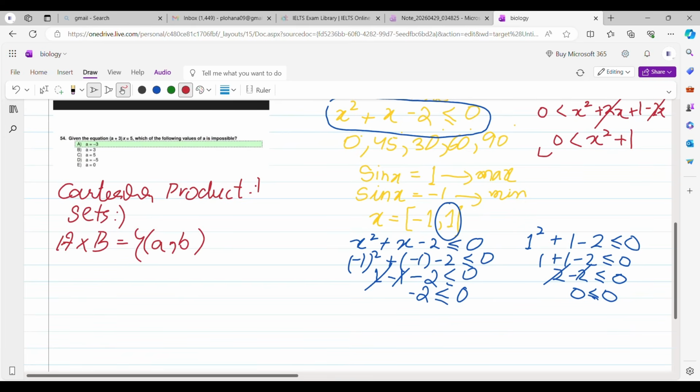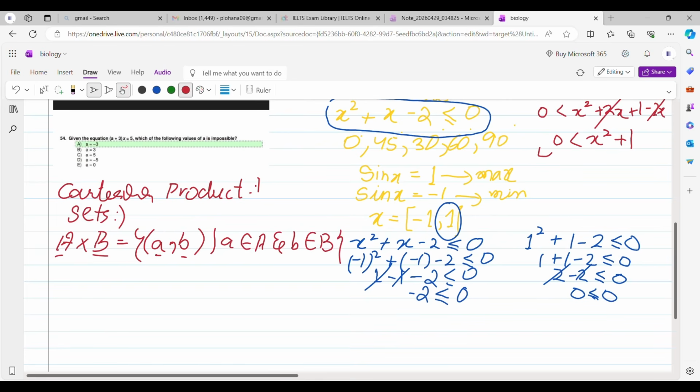A comma B, in small brackets. Cartesian product is always written with small brackets, and it has two numbers separated by a comma. Those two numbers are represented with A and B here, such that your A element always belongs to your A set, and your B element always belongs to your B set. This is what Cartesian product is.